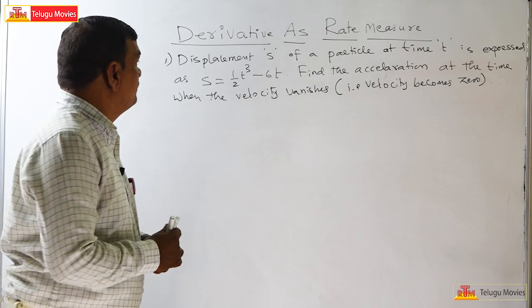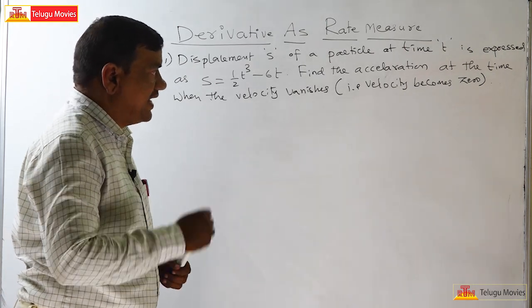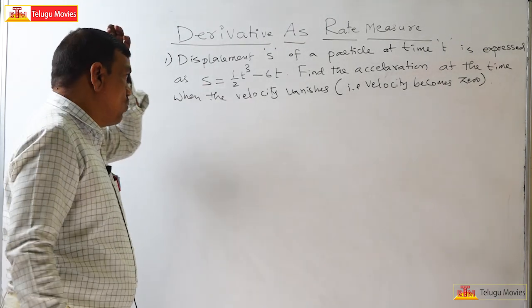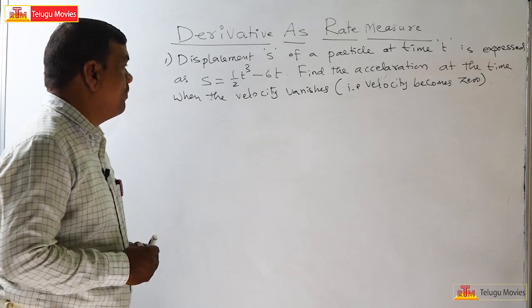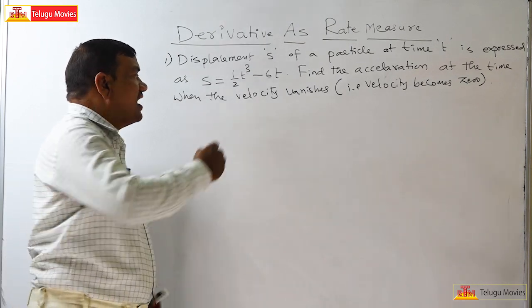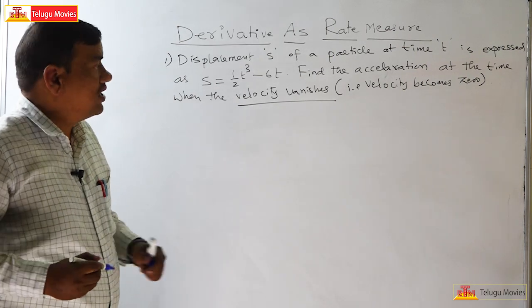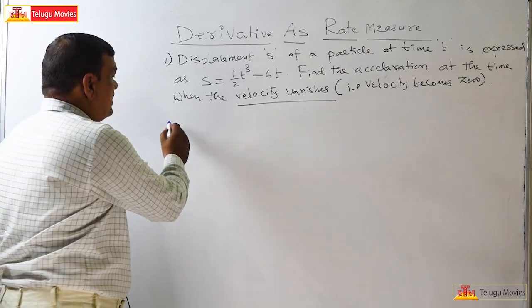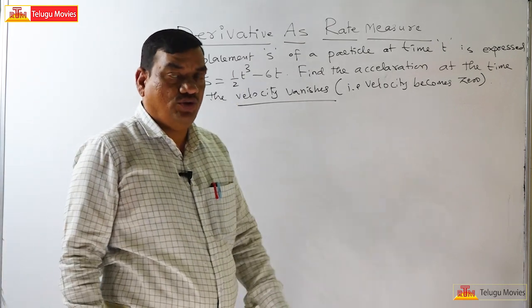Welcome to this problem. The displacement S of a particle at time t is expressed as S = (1/2)t³ − 6t. Find the acceleration at the time when the velocity vanishes. When the velocity vanishes, it means the velocity becomes 0. We have to find the acceleration when the velocity becomes 0.